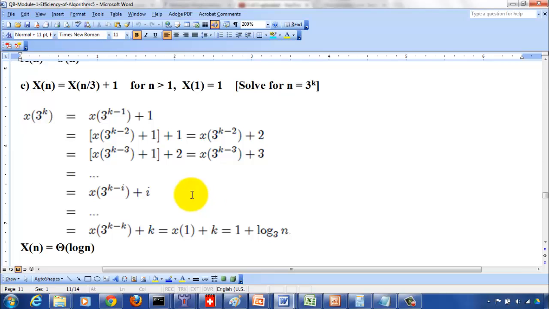Now if I put again i equals k, 3 to the k minus k is going to be 3 to the 0, which is 1. So if I put i equals k, it is x of 3 to the k minus k plus k. So it is x of 1, which is 1. So it's 1 plus k, which is theta of k, right? So if I now replace k with log n to the base 3, because you see here if n equals 3 to the k, k is log n to the base 3. Okay, so that is 1 plus log n to the base 3, which is nothing but theta of log n.